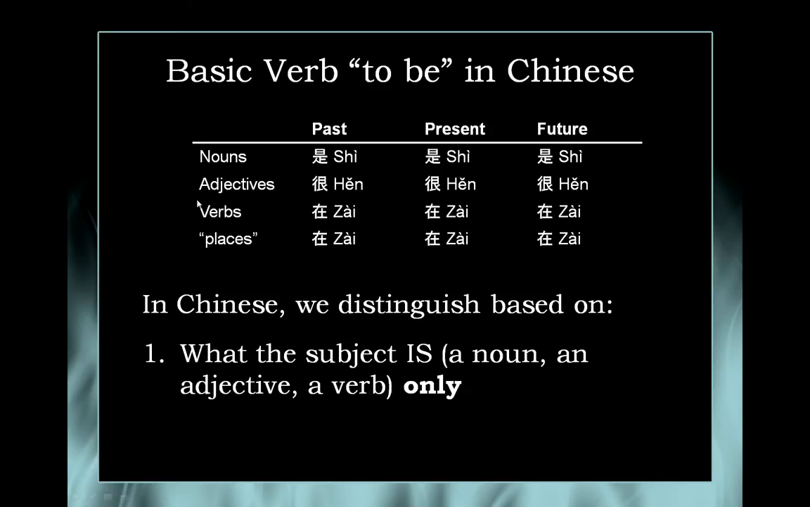For adjectives, the word is 很 in the third tone. 很. Notice this H is kind of like a scratchy sound in your throat. You'd expect it to be in the German language. 很. So 是, fourth tone for nouns. 很 for adjectives. 在 for verbs, and 在 for places. So maybe some examples will help clarify what this means.